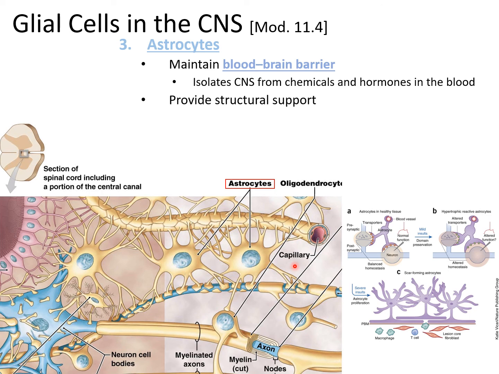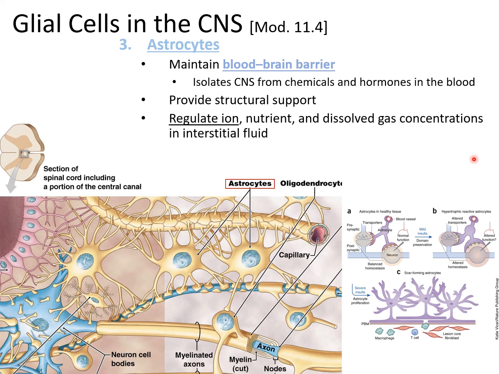Astrocytes also kind of provide that glue, that glia. They provide structural support. As we can see, these astrocytes have little appendages stabilizing axons, multiple axons at the same time, also kind of holding these blood vessels in place. So lots of structural support is provided by the astrocytes.